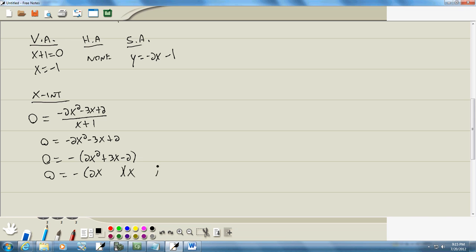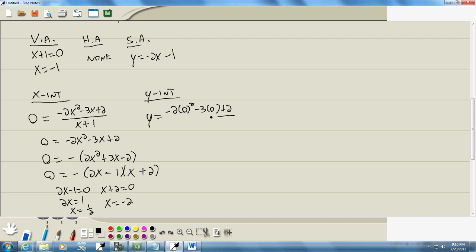And this factored, how did that factor? Plus, minus there. And zero factor property, you get 0 on one side, you set each factor equal to 0. So I got 2x minus 1 equal to 0, and x plus 2 equal to 0. And this gives me 2x equals 1, or x is equal to 1/2. And this gives us negative 2. And then for our y-intercept, we plug 0 into the other variable. So I'll plug 0 in for the x. I got negative 2 times 0 squared minus 3 times 0 plus 2 over 0 plus 1. All those zeros drop away, and we got 2 over 1, or 2.